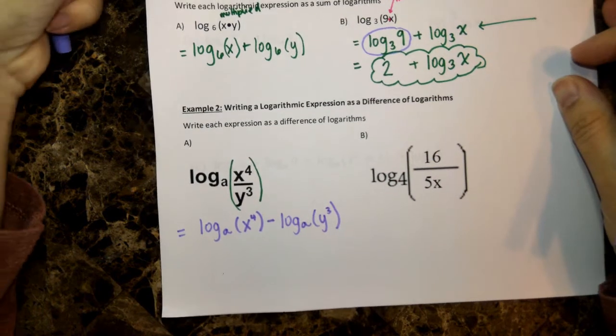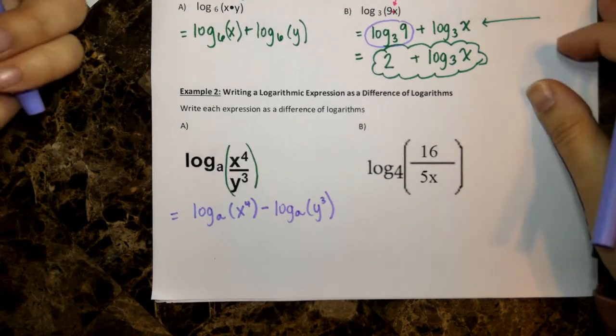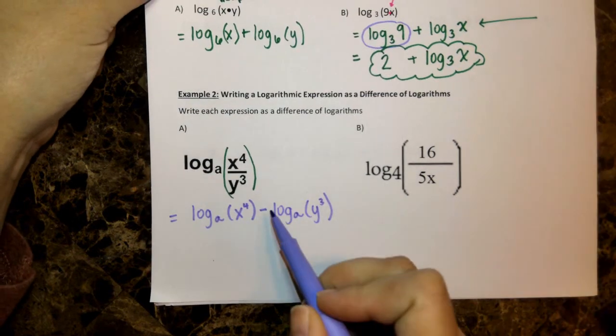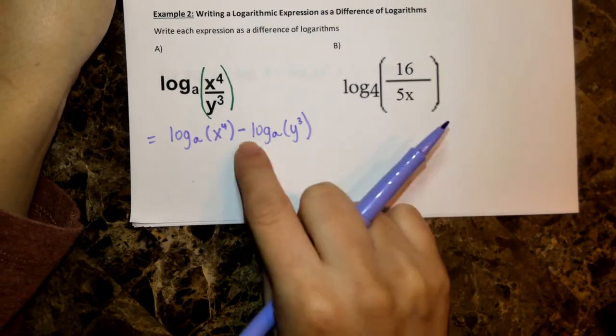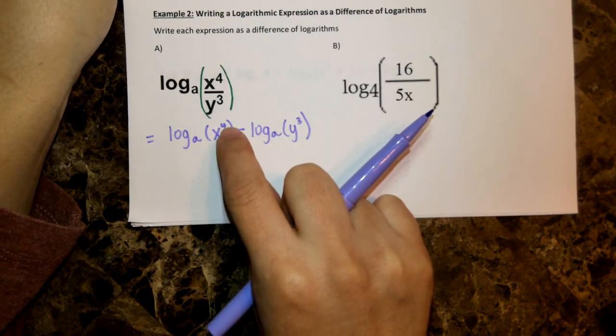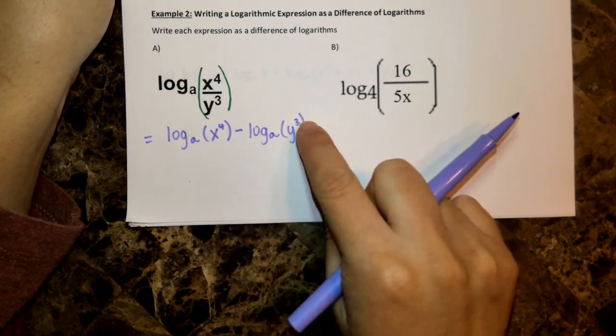And we've rewritten it as a difference of logs. So we have done what the question asked. We wrote it as two separate logs subtracting each other using this property. We can actually go one step further only because I noticed that there are exponents. See how there's an exponent of 4 on the x, and an exponent of 3 on the y.